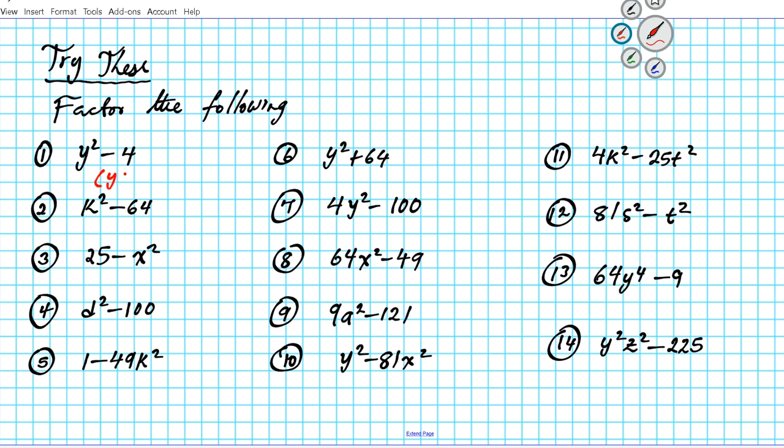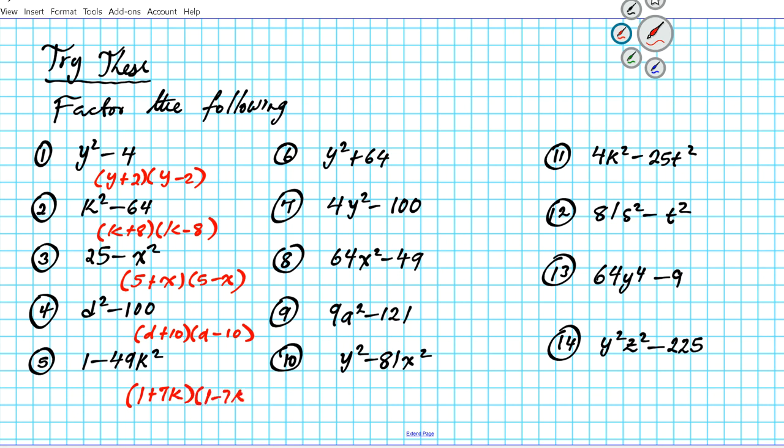For number 1, the answer is y plus 2 times y minus 2. For number 2, it's k plus 8 times k minus 8. For number 3, it's 5 plus x times 5 minus x. For number 4 is d plus 10 times d minus 10. For number 5, it's 1 plus 7k times 1 minus 7k. For number 6, it's y plus 8 times y minus 8. For number 7, it's 2y plus 10 times 2y minus 10.